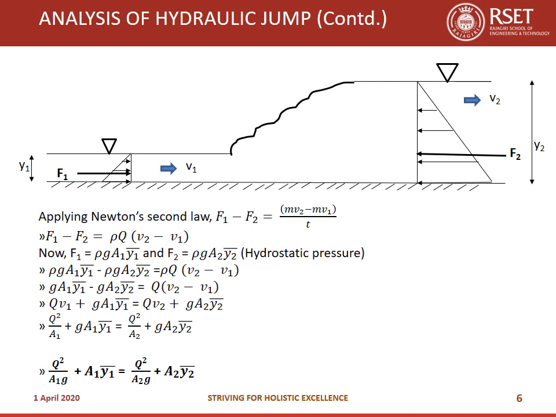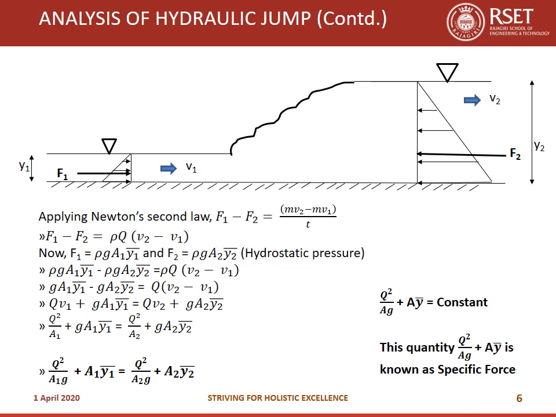Now you can notice something here. It's kept in bold. Look at the expressions on the left hand side and the right hand side of this equation. Except for the subscripts, the terms are the same: Q squared by A g plus A Y bar. So instead of writing Q squared by A1 g plus A1 Y1 bar equal to Q squared by A2 g plus A2 Y2 bar, I can simply write Q squared by A g plus A Y bar is a constant. And that's what I'm going to do. Now this quantity, Q squared by A g plus A Y bar, is what is known as specific force.